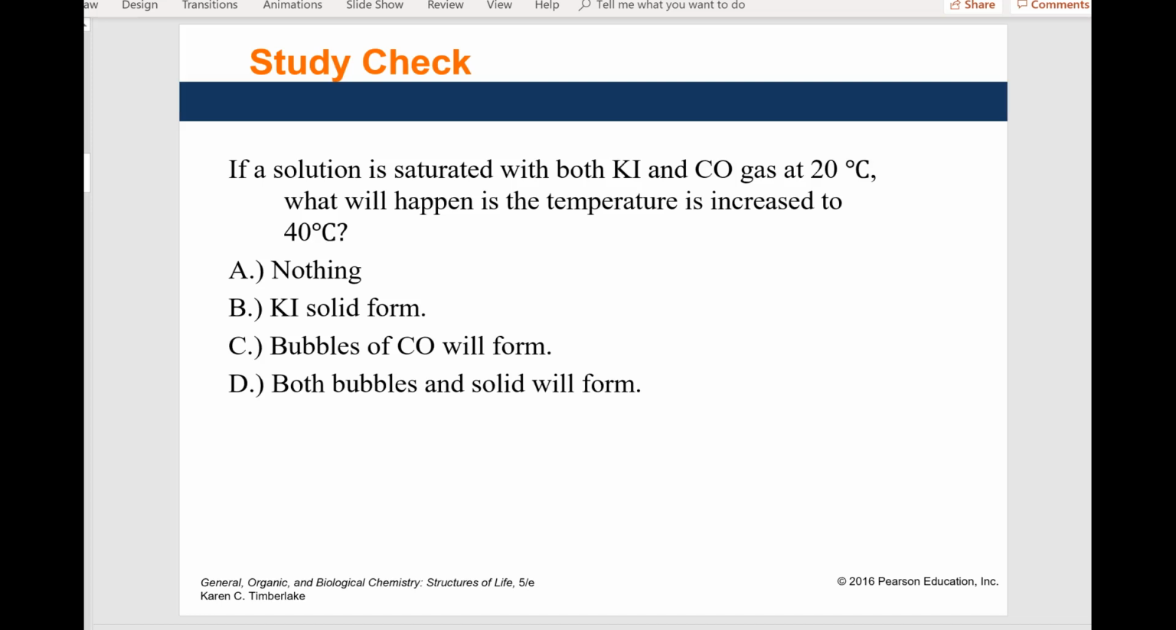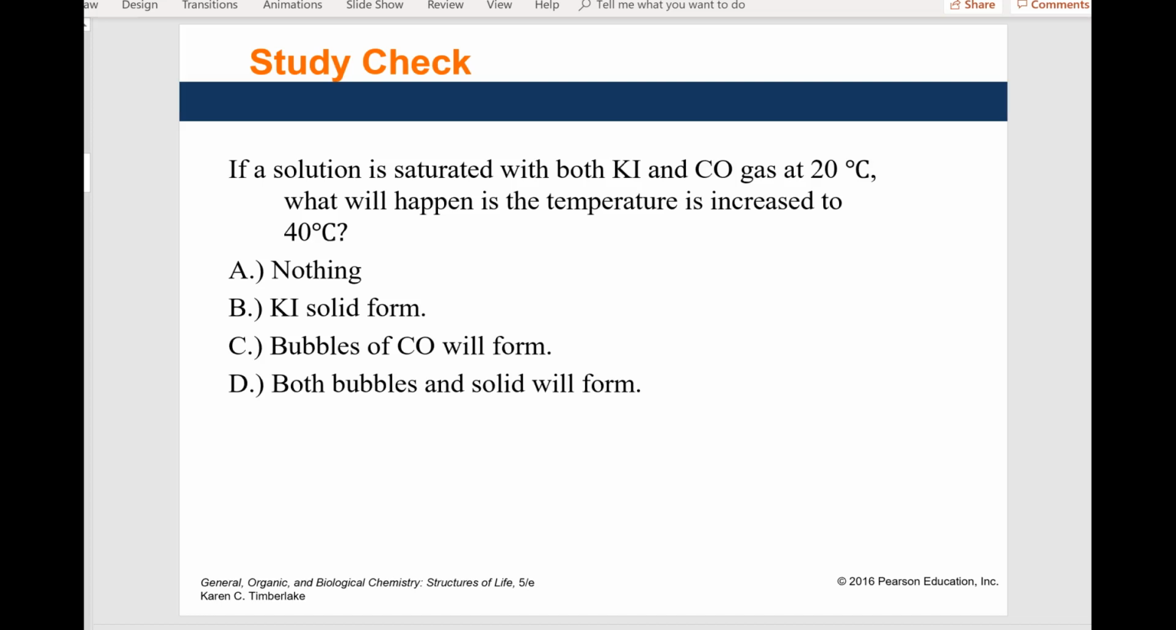And so a really good exam question that comes out of this concept is you'll be asked about a saturated solution. So if you have a saturated solution, that means it's at its solubility limit, and it's saturated for both potassium iodide, so we've got a solid, and carbon monoxide, a gas, at 20 degrees Celsius. What's going to happen if we increase the temperature to 40 degrees Celsius?